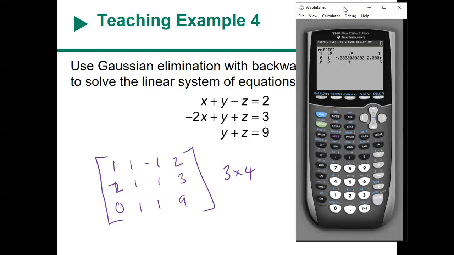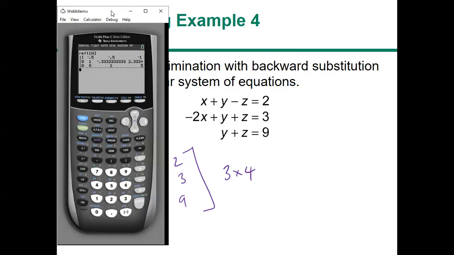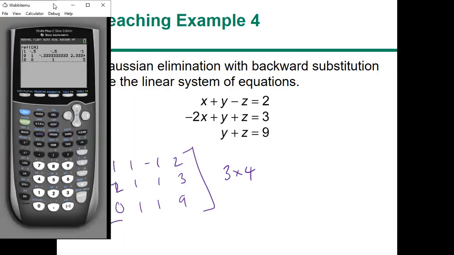This is where it becomes important for you to also know your friendly fractions and their equivalent decimals. So my row echelon form: we have 1, -1/2, -1/2, -1. We have 0, 1, -1/3, and we have 2 1/3. We have 0, 0, 1, and 5.